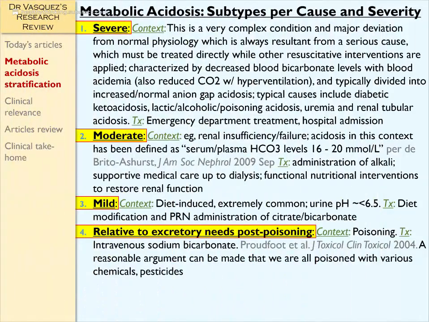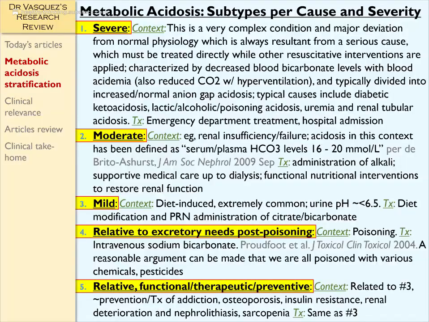But I'd also like to state here that a reasonable argument can be made that we're all poisoned with various chemicals and pesticides, and that therefore urinary alkalinization probably has therapeutic and preventive medicine benefits for just about the entire population. Also, a 5th category here, we could say relative functional or therapeutic preventive intervention with urinary alkalinization might also be used for the prevention and treatment of addiction, osteoporosis, insulin resistance, renal deterioration, and renal stones, nephrolithiasis, also sarcopenia. I'll talk more about those again during this presentation.